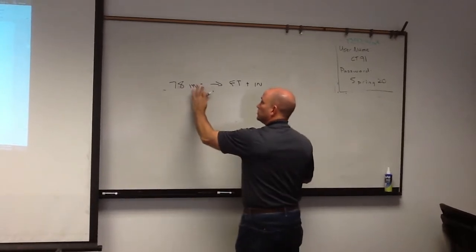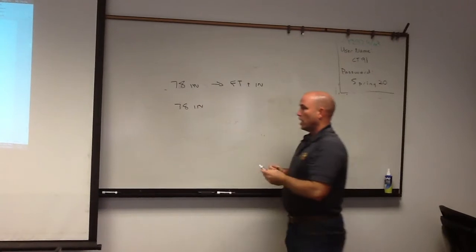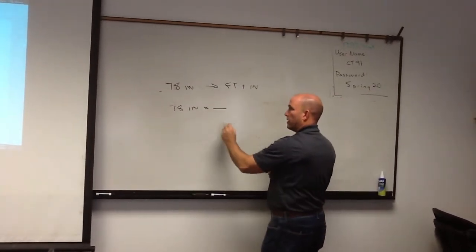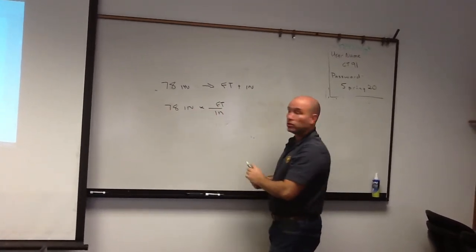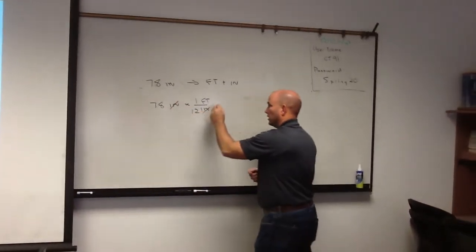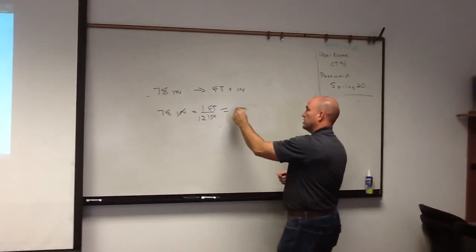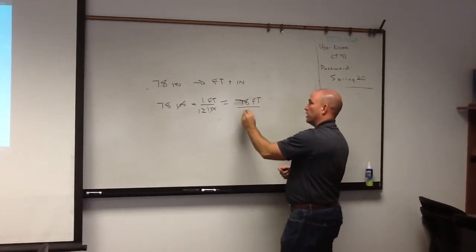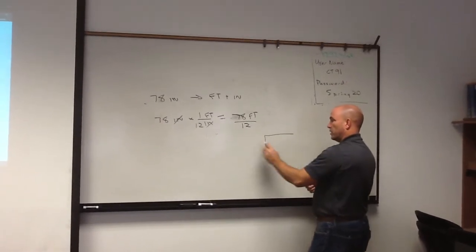So we know in order to go to feet, we would multiply, and then we put the inches on the bottom and the feet on the top, and that's going to cause us to be able to cancel. And there's 1 foot and 12 inches. They cancel, and so we end up with 78 divided by 12. Okay? Now, in this case, we're going to do exactly what we did before.